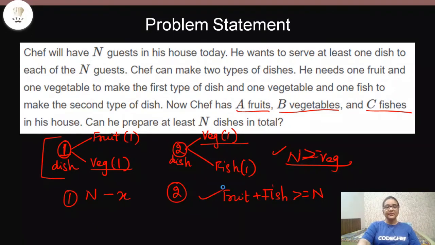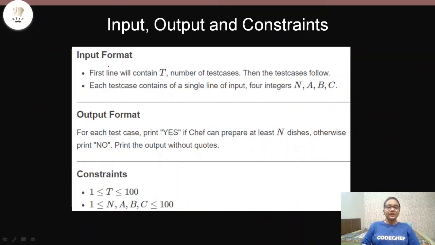So let us see the input, output and constraints now. The input format will contain t number of test cases, and then for each test case n, a, b and c as the input, and the output will be yes if the chef can prepare n dishes, otherwise no if the chef cannot. The constraints are not too large, and it doesn't matter because we are just checking the conditions and that's it. So again, order of 1 time complexity for the conditions.